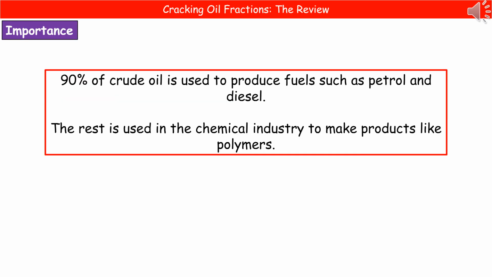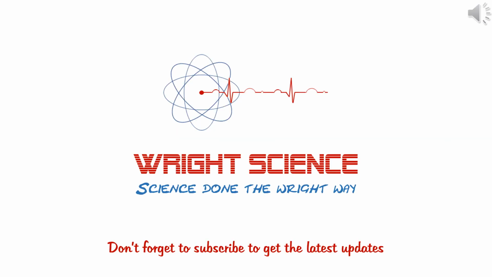The ability to do this is incredibly important to us, because 90% of the crude oil that we use is used to produce fuels like petrol and diesel, which, as we've seen, isn't in high enough supply to meet our demands without cracking. Anything that's left over, that last 10%, we use in the chemical industry to make products like the polymers which we use in our everyday lives. Hopefully at the end of the video you can now describe the process of cracking, you can explain why we carry it out, and also explain how our modern life is very dependent upon these hydrocarbons.